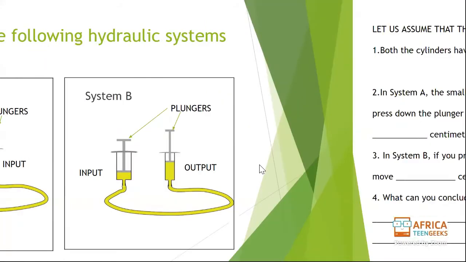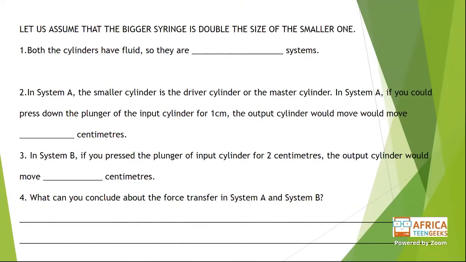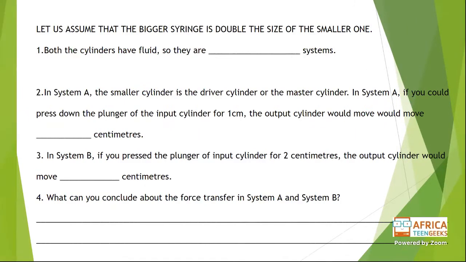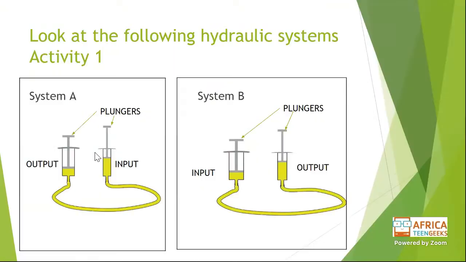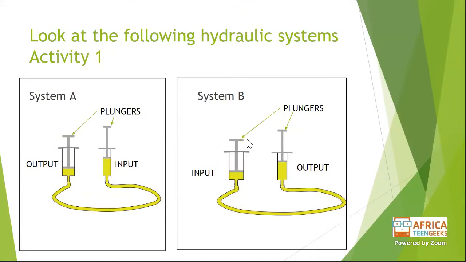Right. When you have looked at your answers, please think for a few minutes what you can conclude about the force transfer in system A and system B. Think that these are two unequal syringes. So the input will not be as big as the output. Okay, to assist you, let us go back to these cylinders. Think about the force transfer. What can you conclude about the force transfer here and the force transfer there?